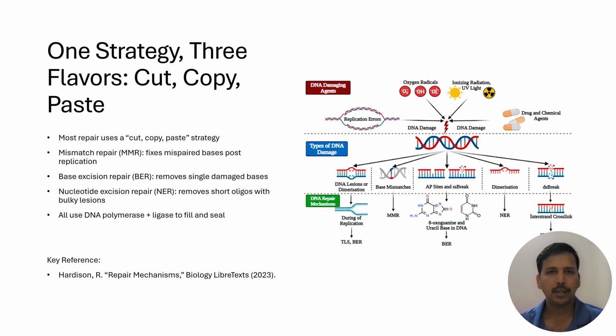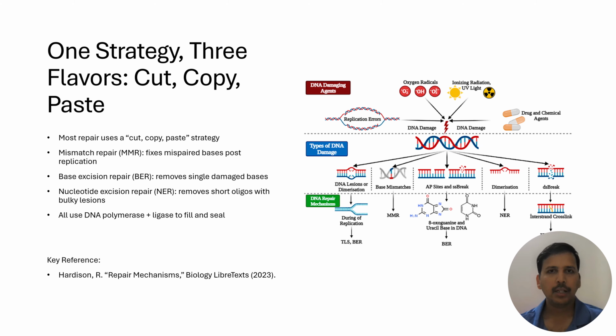Although mismatch repair, base excision repair, and nucleotide excision repair handle different problems, they all rely on a simple overall strategy: cut, copy, and paste. First, the cell recognizes the damage. Second, it cuts out either the damaged base or a small stretch of the strand containing it. Third, DNA polymerase copies the correct information from the undamaged complementary strand. Finally, DNA ligase pastes the backbone back together.